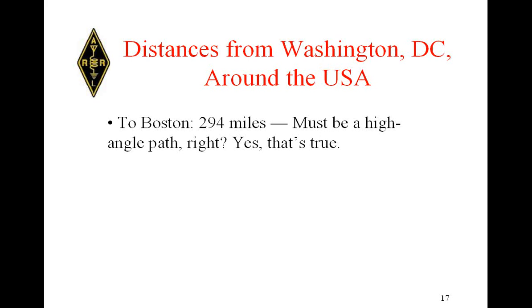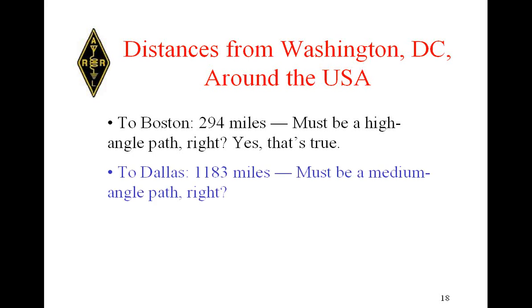All right, let's look at Boston, 294 miles. You think it must be a high-angle path, right? And I hear all of you saying, yeah, that's true, because it is true. Now let's look at the path from Washington, D.C. to Dallas, almost 1,200 miles. And therefore, that must be a medium angle path, wouldn't you say? Boston is high angle because it's close.